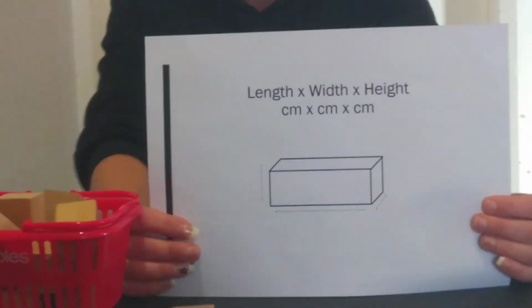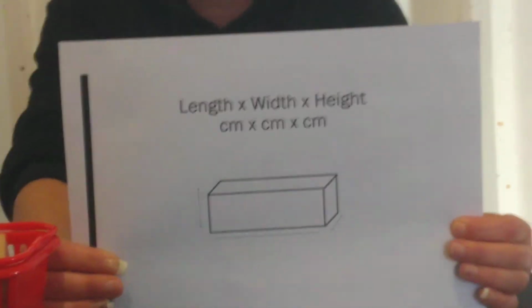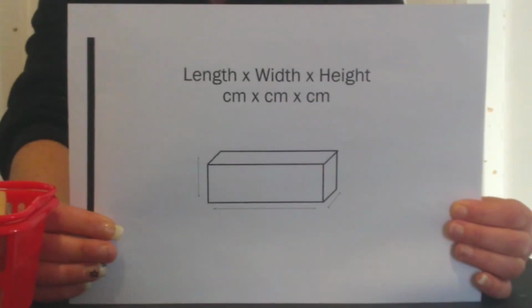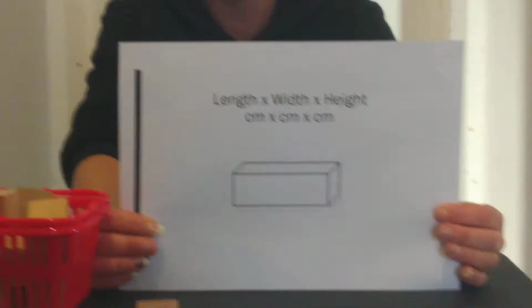Joey, what's the formula to calculate the volume of a rectangular prism? Length times width times height. Very good.